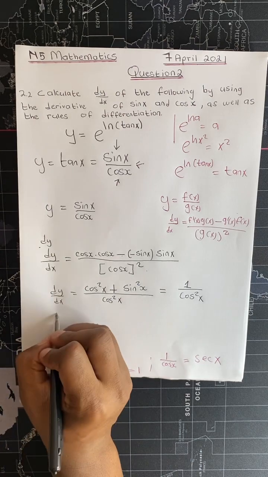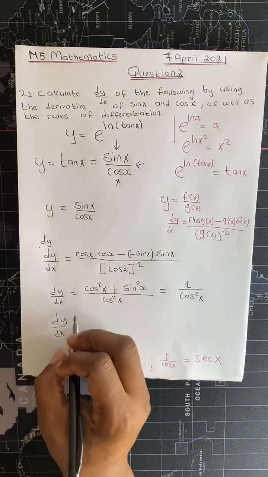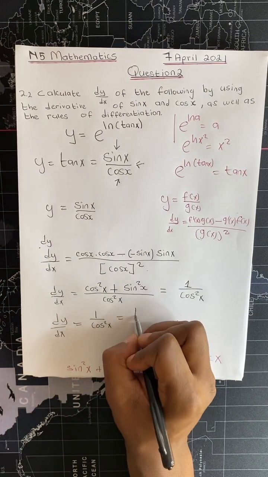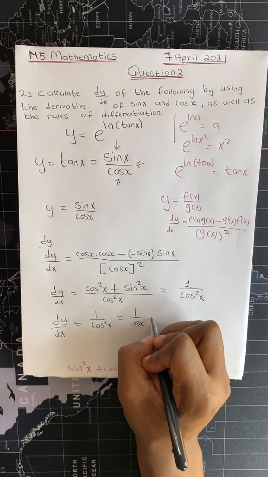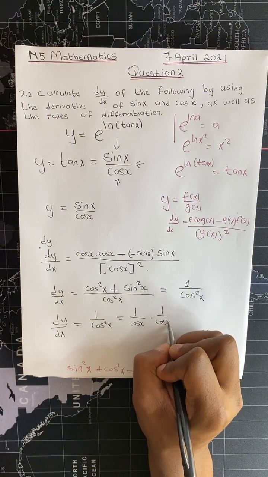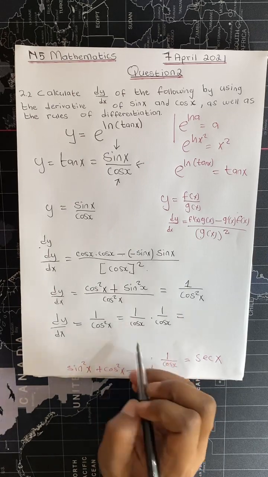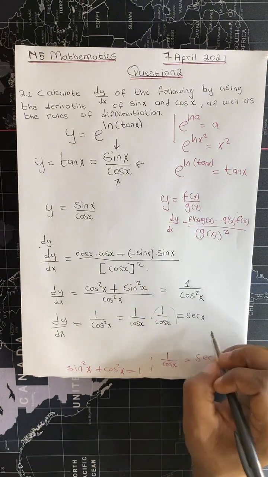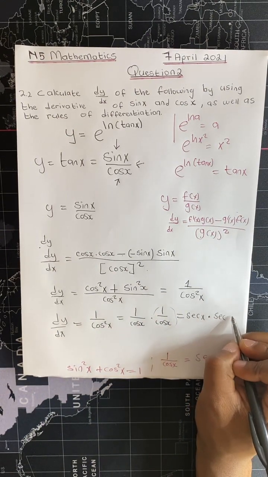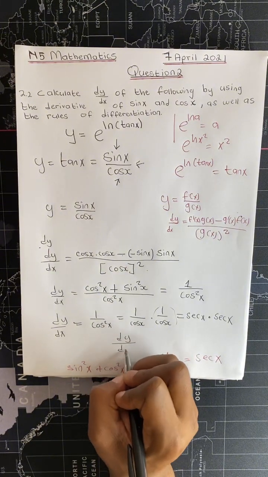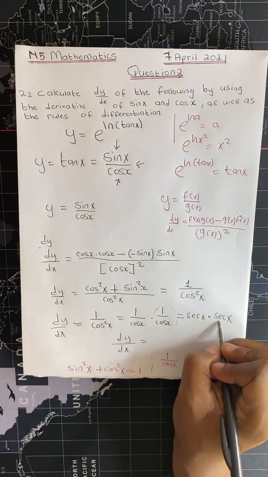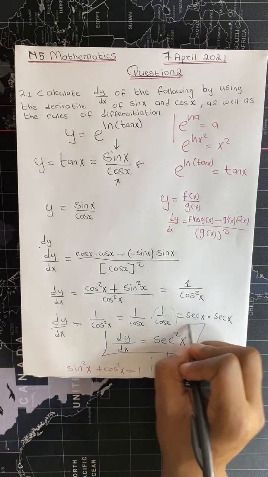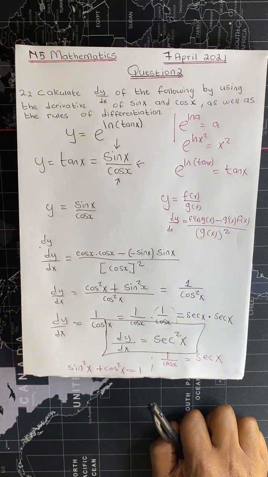So our dy over dx, which is equal to 1 over cos squared x, we can write it as 1 over cos x multiplied by 1 over cos x. So in the place of this 1 over cos x, we substitute sec x, and in the place of that other 1 over cos x, we also substitute sec x. So dy over dx is equal to sec x multiplied by sec x, which is sec squared x. So our dy over dx is equal to sec squared x.